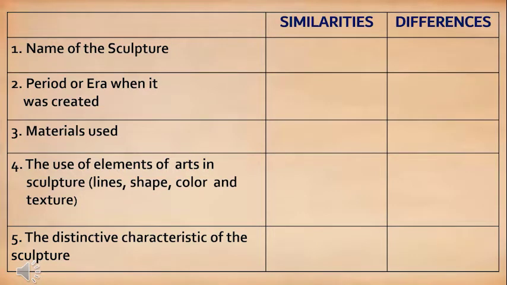Students. Number 1, name of the sculpture. Number 2, period or era when it was created. Number 3, materials used. Number 4, the use of elements of arts in sculpture: lines, shape, color and texture. Number 5, the distinctive characteristic of the sculpture. Compare and contrast, using similarities and differences.